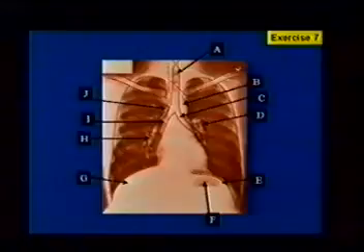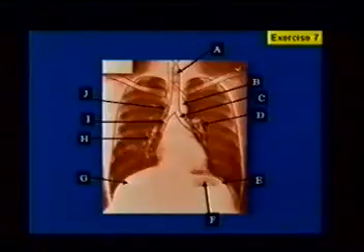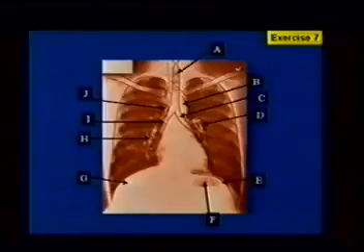Before we proceed, let's work out the exercise 7. I have labeled this diagram. This is a cartoon of the PA view of a chest radiograph. Let's see whether you can label this A to G. When you are ready, pause the tape, do the exercise, and then get back to the tape to look at the answers.